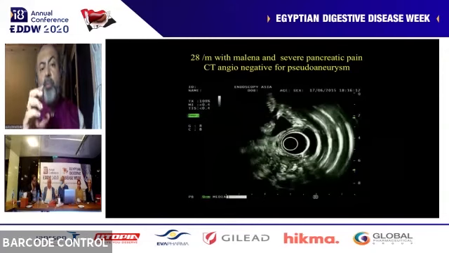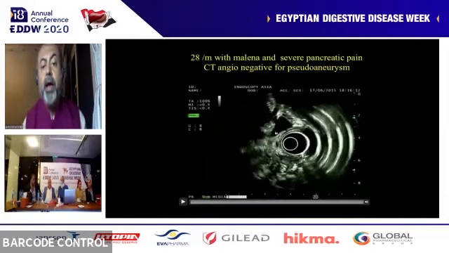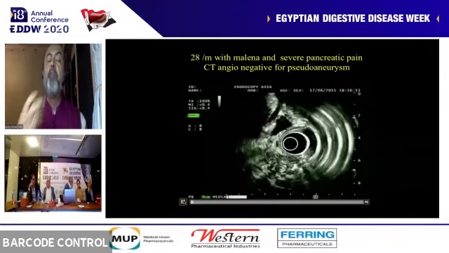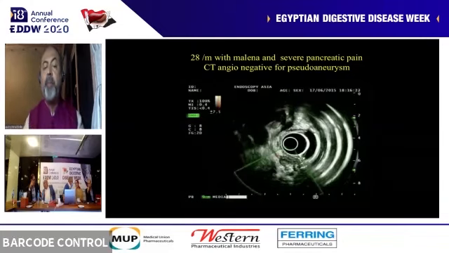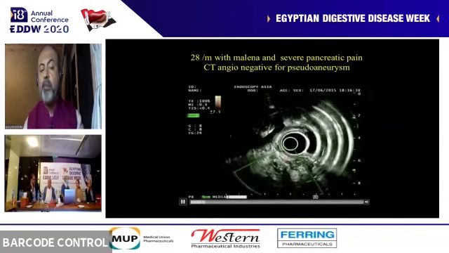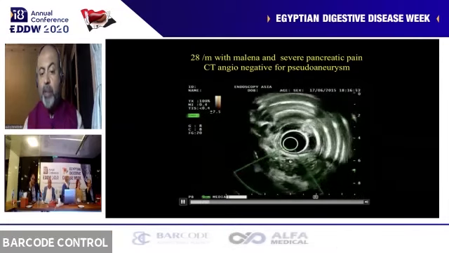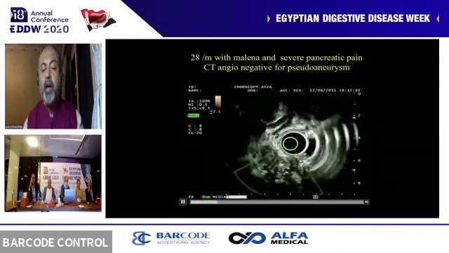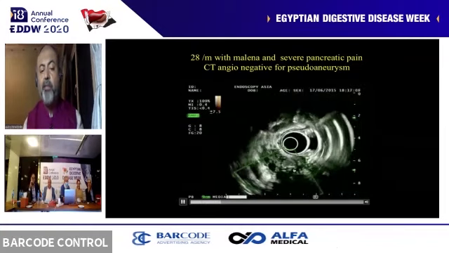Coming to a patient with anemia and a CT angiogram, and even percutaneous interventional radiology could not pick up where the bleeding was from. When we mapped the pancreas on EUS, we could not see a classic pseudoaneurysm, but we saw some abnormal vessels in the ductal wall. And this is the CBD here.